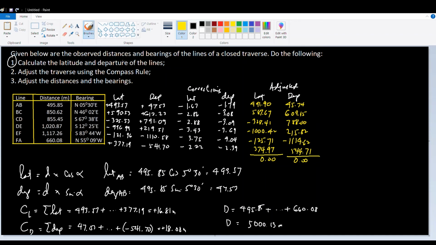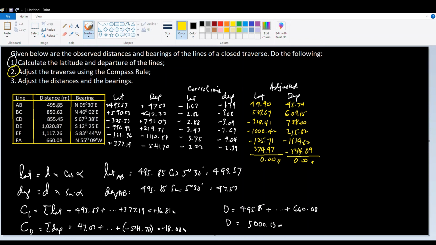I think it is 5. No, this should be 544.09. Okay, let me check. 9, 10, 11. And that should be negative 971. 9, 11 carrying 1, 9, 7. Okay, that's correct. So, those are the adjusted latitudes and departures. So we are done, no?